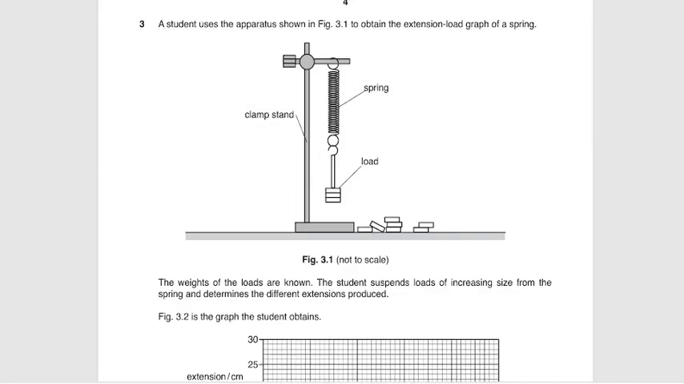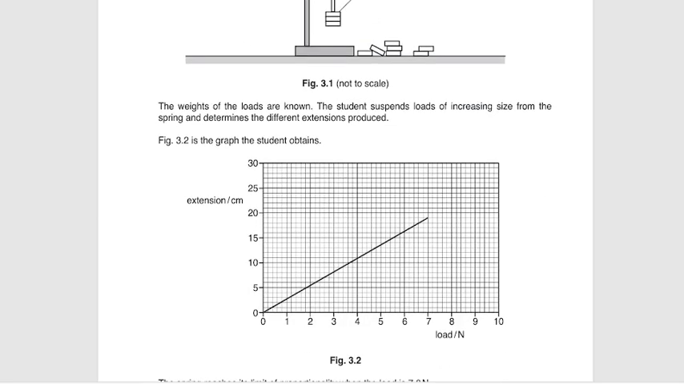Everyone, we're looking at question number 3 of winter 2018 paper 2-1 5054. The question reads: a student uses the apparatus shown in figure 3.1 to obtain the extension load graph of a spring. The weights of the loads are known. The student suspends loads of increasing size from the spring and determines the different extensions produced. Figure 3.2 is the graph the student obtains.